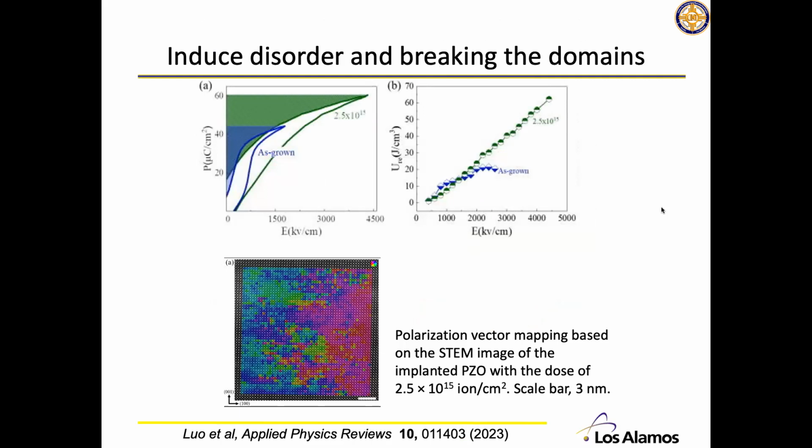Okay, recently, actually a few days ago, I found a paper that also uses ion bombardment to change the film properties.